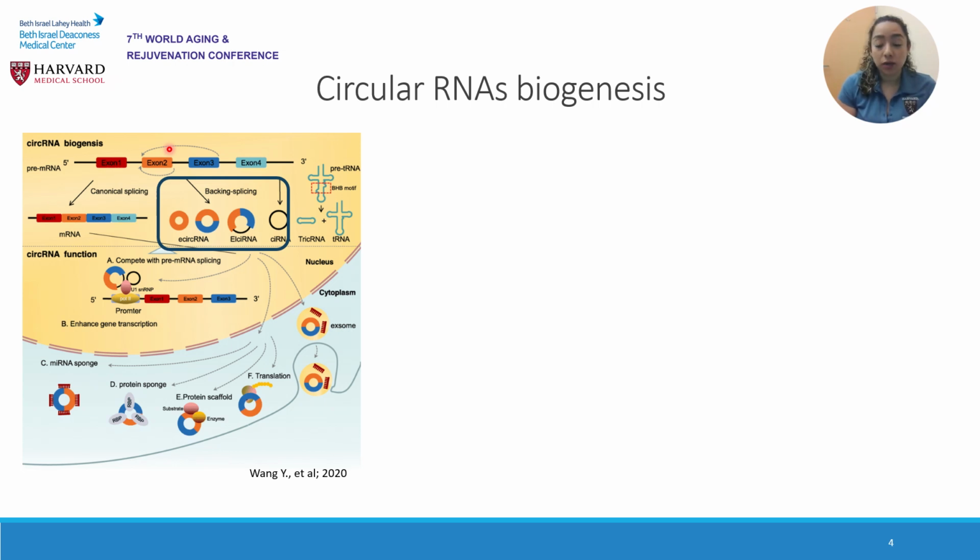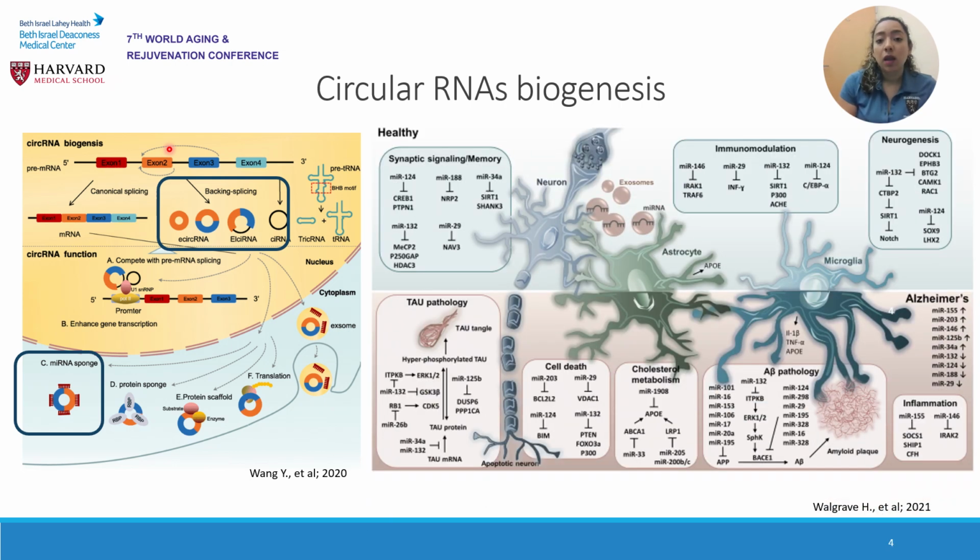from degradation. One of the most important roles that has been described for circular RNAs is as a microRNA sponge. Interestingly, microRNAs are known to regulate several molecular pathways in Alzheimer's disease, including BACE1 and APP expression, thereby reducing amyloid plaque accumulation.